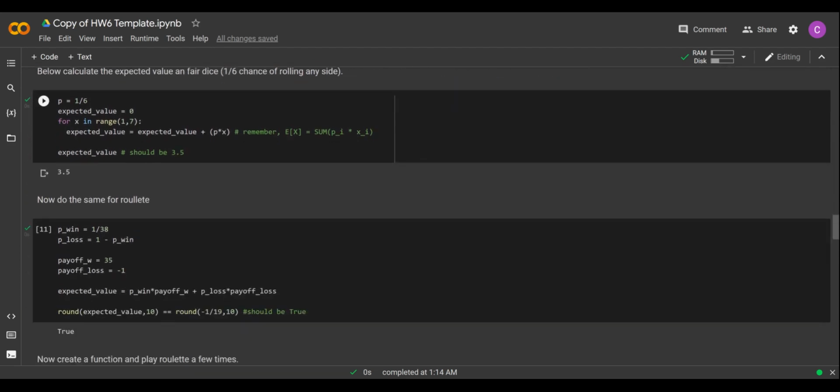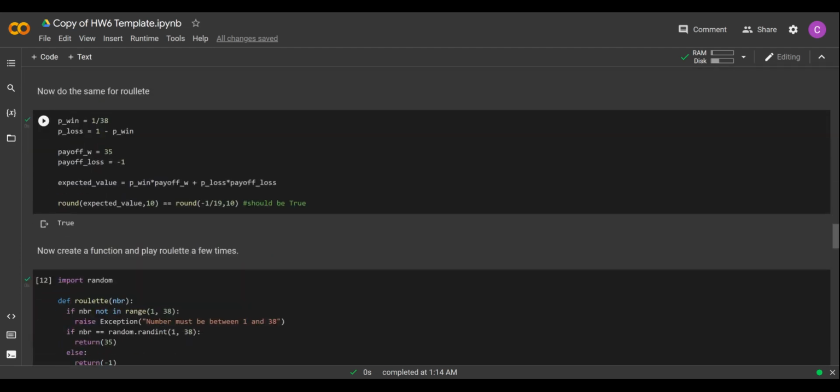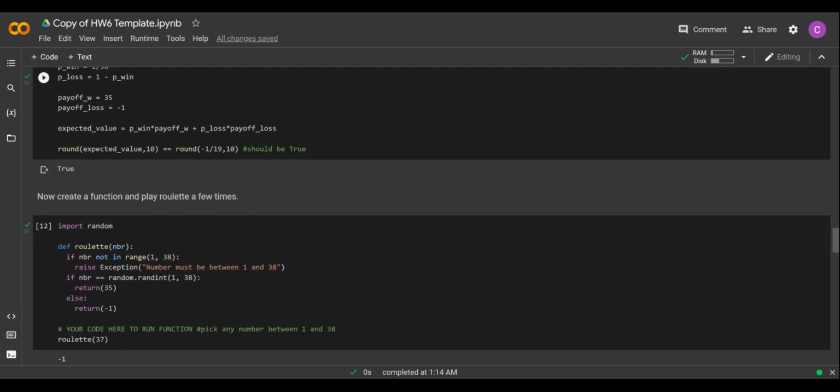Okay, so when you come down here, you get the probability of a die and then the probability that you win at roulette. So, like, the expected value is the probability that you win times the payoff when you win plus the probability that you don't win, which is 37 out of 38, times the payoff when you don't win, which is -1.